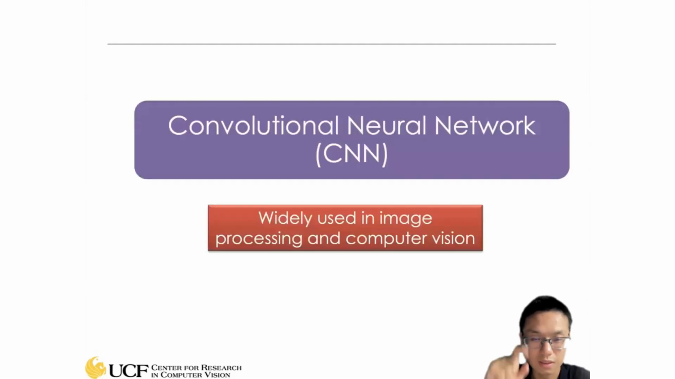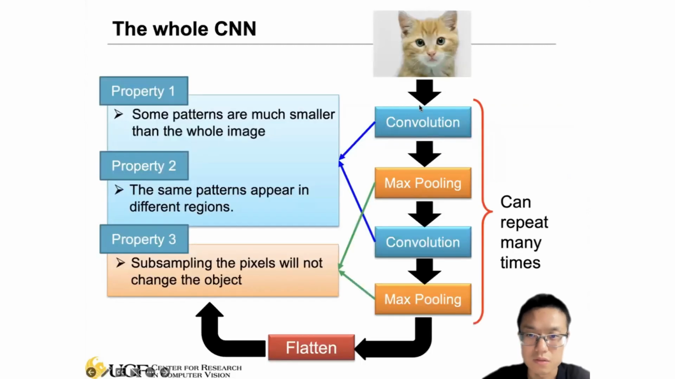For the last lecture, we talked about the simple feedforward fully connected neural network, right? And we also talked about the convolutional neural network that is widely used in image processing and computer vision. We talked about some of the fundamental components in the convolutional neural network and the rationale behind those design choices. So maybe we can do a quick recap.